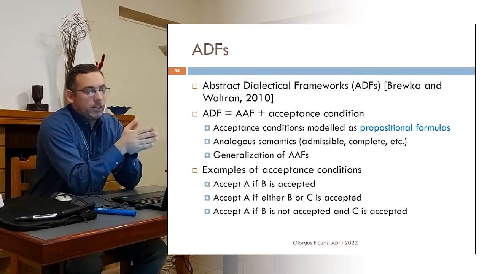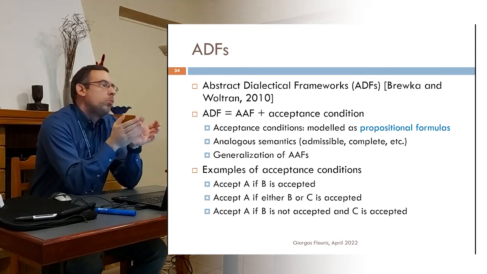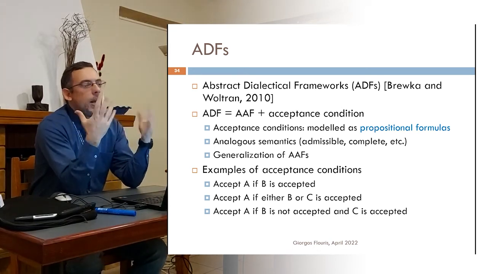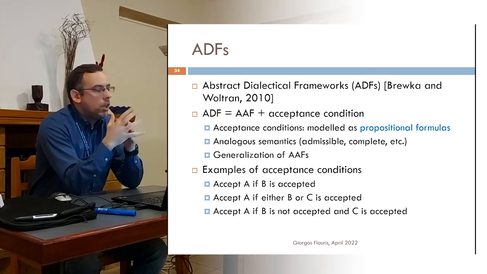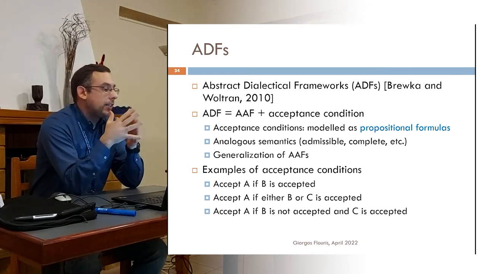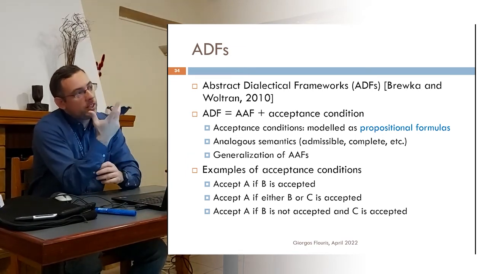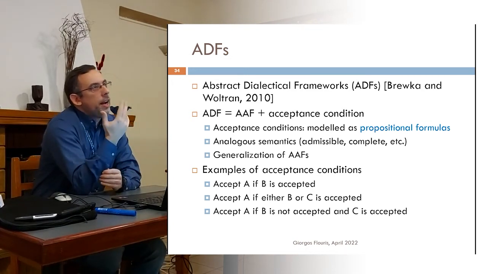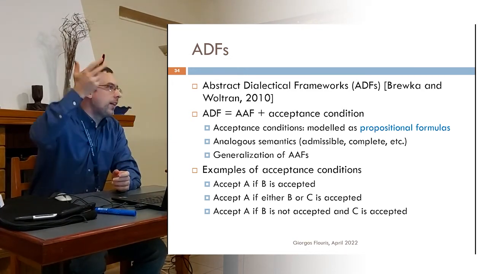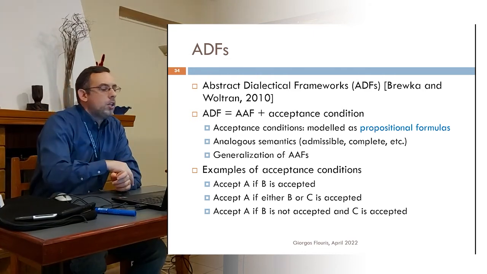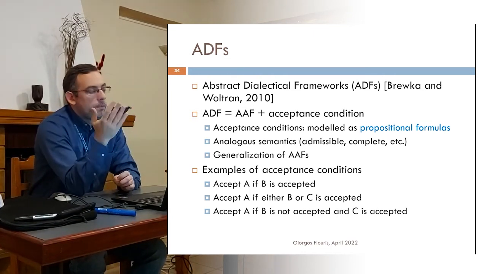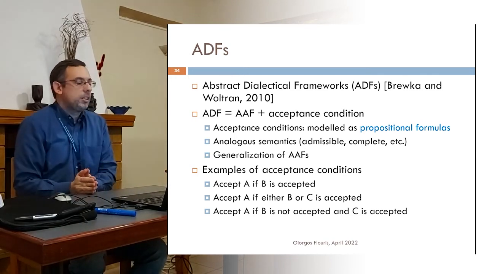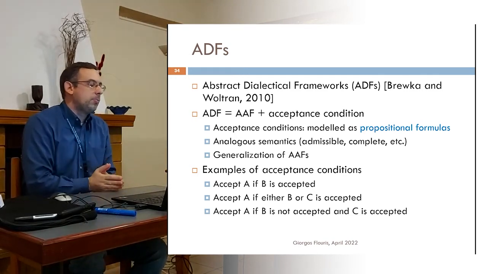Prevka and Voltran said, why don't we make these edges represent any type of relationship among arguments? So instead of having attacks, the edges represent some kind of propositional formulas that determine whether an argument should be accepted or not based on whether the other arguments are accepted or not. Some examples of acceptance conditions are: accept A if B is accepted, accept A if either B or C is accepted, or accept A if B is not accepted and C is accepted.